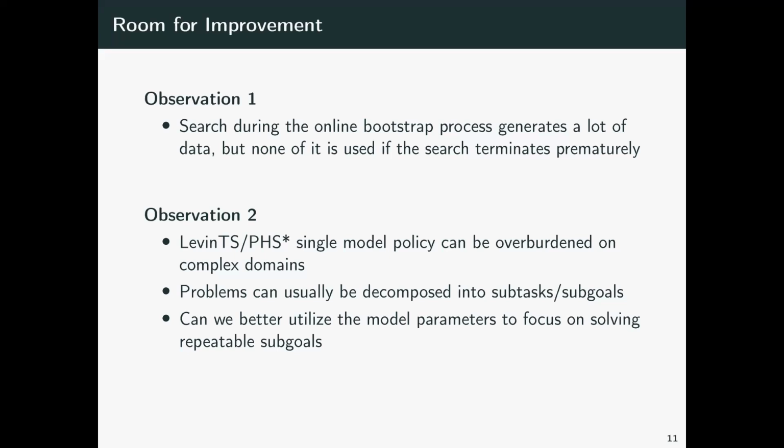And the second is that these previous policy tree search algorithms are using a single policy model. Maybe if we get to very hard problems, it can be overburdened. And the types of problems we're looking at can generally be decomposed into subgoals or subtasks. So maybe there's a better way that we can utilize the total parameters of our model to help us with this subgoal or subtask decomposition.